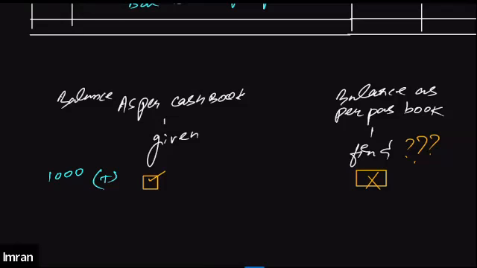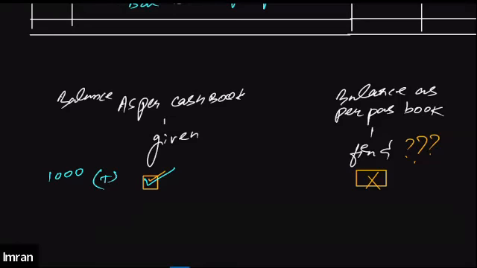See, let me repeat it again. I just said whatever the banker has done, we need to do the same thing. Because we are finding what? We are finding the balance as per passbook. If we are finding the balance as per passbook, we need to do whatever the banker has done. So the banker did not record this, so we will also not record this. But the problem is that we already recorded this, na? So in order to resolve this issue, what are we required to do? We will simply subtract this amount.